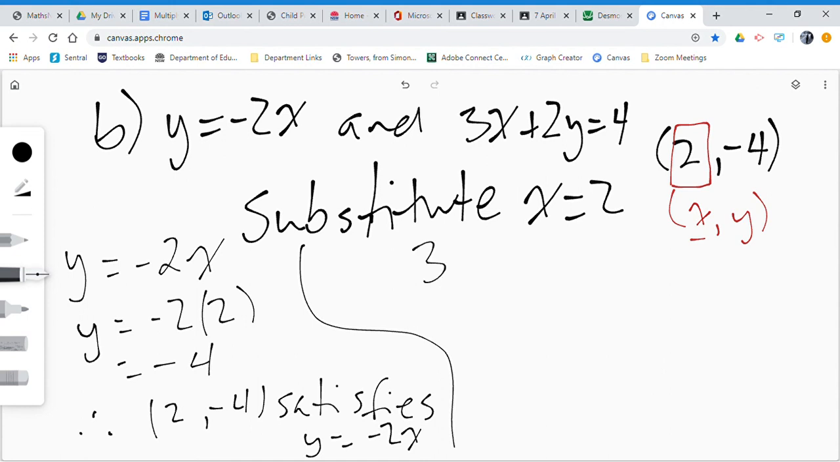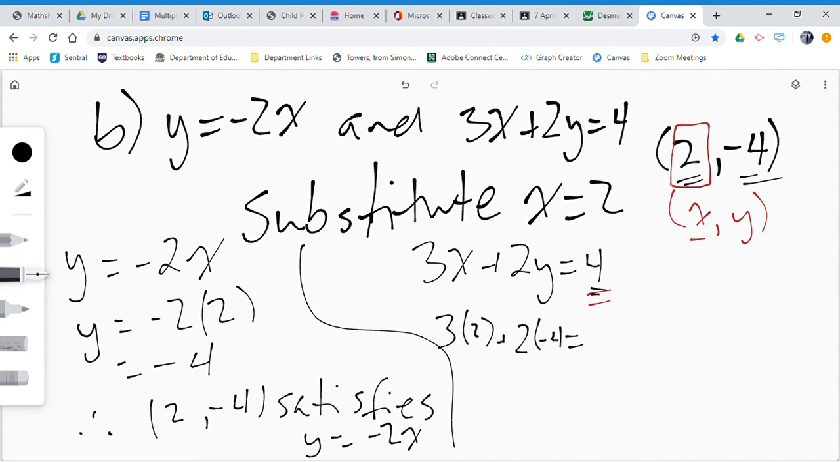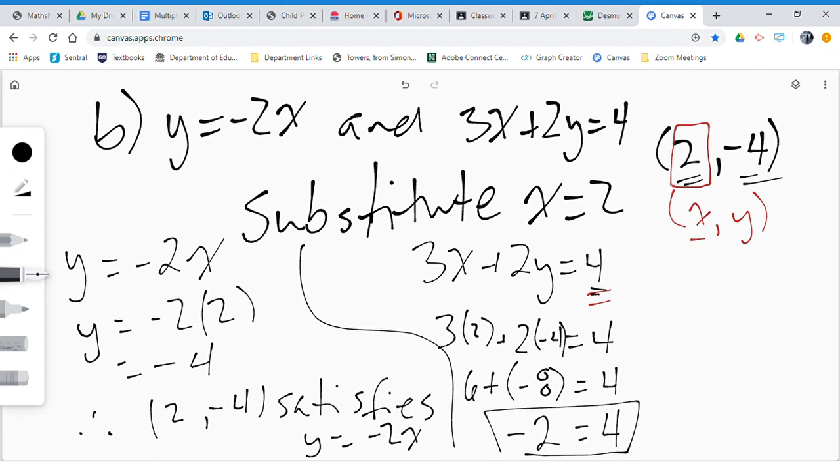The next one I'm going to try is 3x plus 2y equals 4. Because this takes a little bit of a different form than past ones, and because we have 4 on the side by itself, I'm going to substitute x and y into my equation and see if they equal 4. So I'll go 3 times 2 plus 2 times negative 4 and see if that equals 4. What's 3 times 2? 6, plus what's 2 times negative 4? Negative 8, equals 4. What's 6 plus negative 8? It's negative 2 equals 4. Does negative 2 equal 4? No, they do not. They are not equal.